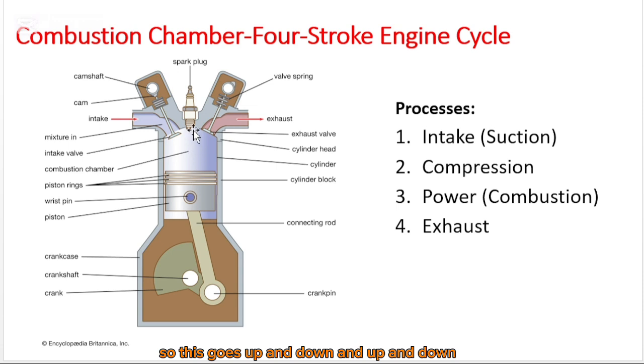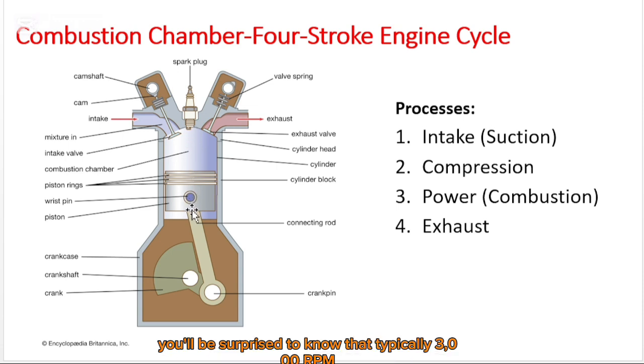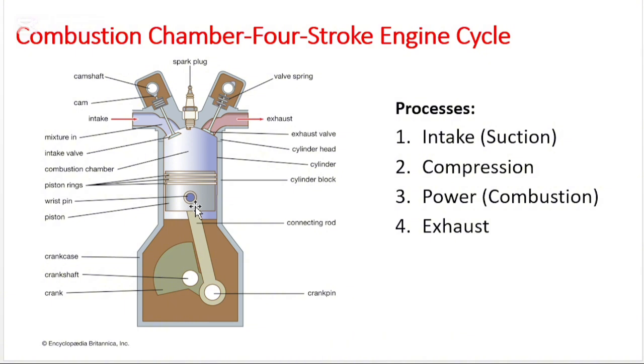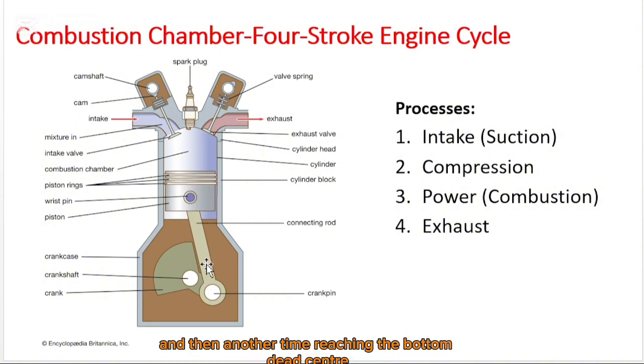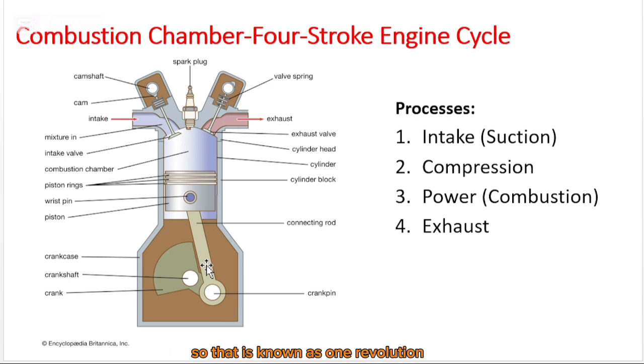So this goes up and down, and up and down. You'll be surprised to know that typically 3000 rpm can take place, meaning 3000 revolutions per minute. That means for every second you can see 50 revolutions. One revolution is equal to one time this piston reaching the top dead center and another time reaching the bottom dead center. So that is known as one revolution. This process happens very, very fast.